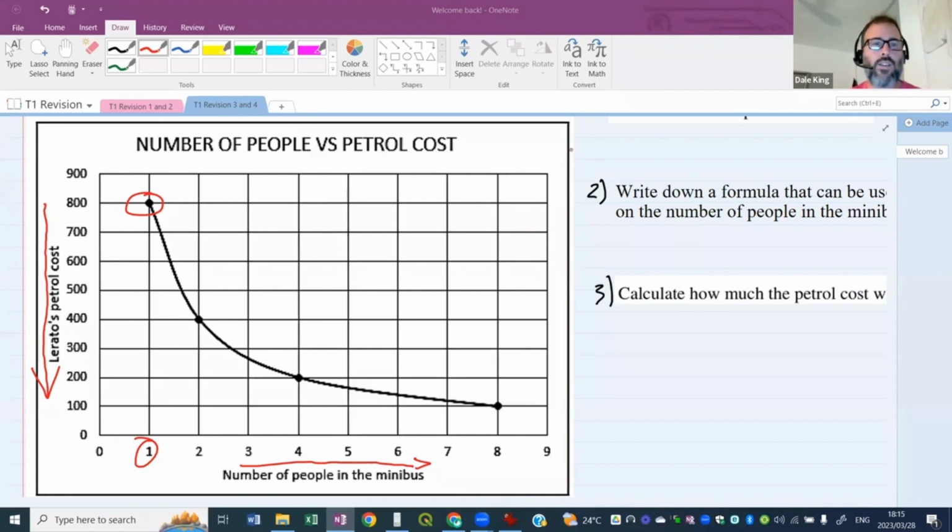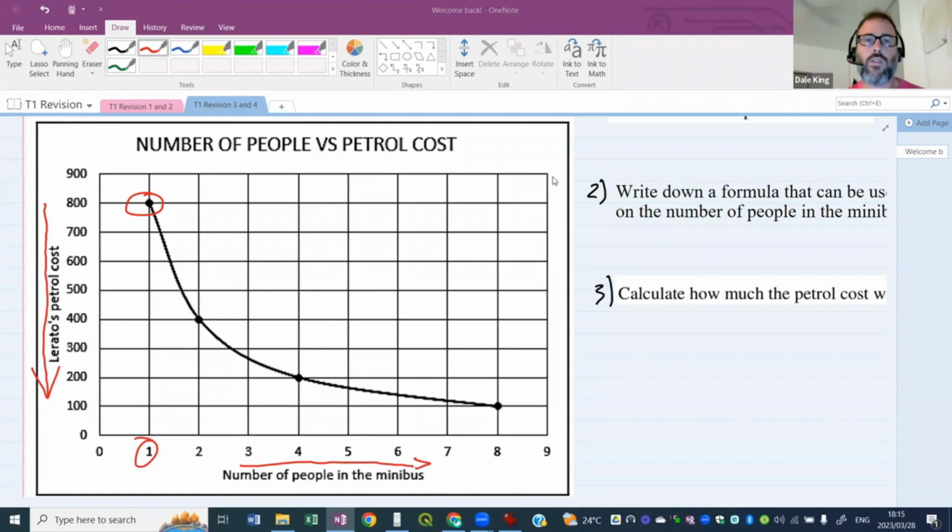Okay, so it's indirect. So you see at the end on the x-axis, the number of people is increasing, but the cost on the y-axis is decreasing. So when one increases, but the other decreases, we get this curve. All right, and that's called an indirect proportion or inverse proportion relationship.